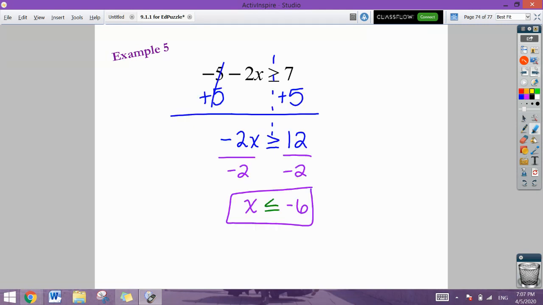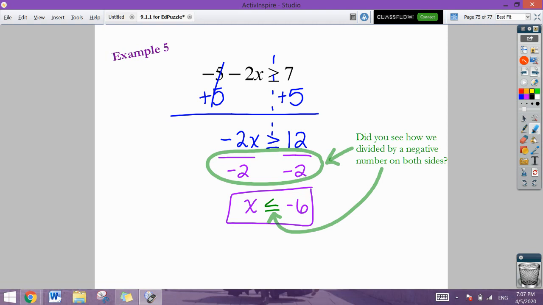Okay, so I got x is less than or equal to -6. See how it started out as greater than or equal to, right? It was still greater than or equal to, but right here at this point, we divided both sides of the inequality by a negative number. So then I had to switch the inequality. I had to flip it in the other direction. So now it says less than or equal to when it started out as greater than or equal to. Did you see that? Did you do that right when you did it?